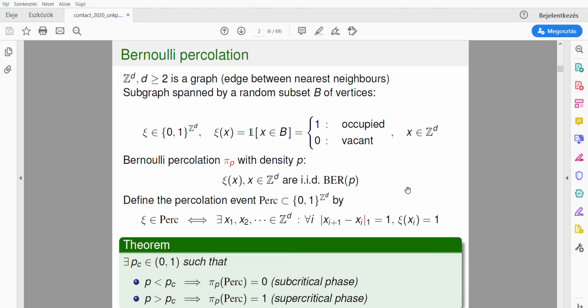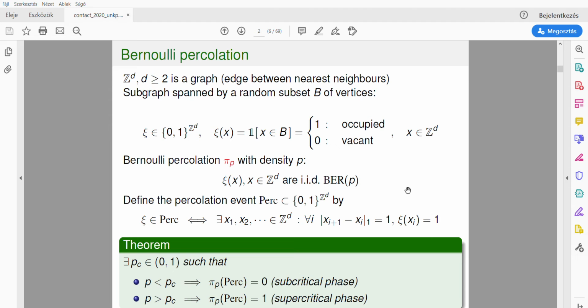such that if the density of the Bernoulli percolation, the density of this random subset, is strictly smaller than p_c, then the probability under our probability measure of the percolation event is 0. This is called the subcritical phase. This is the case when we say that percolation does not occur. So if p is less than p_c, then all of the connected components of the subgraph spanned by this random subset are going to be finite.